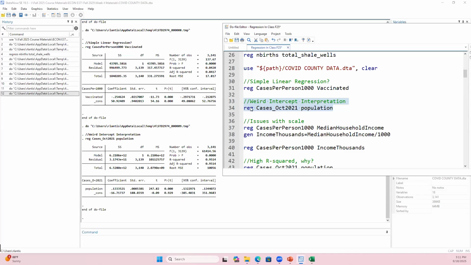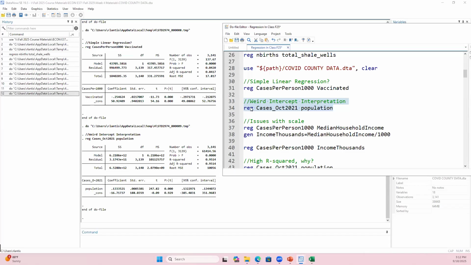I would need essentially what? This is the increase in the number of cases for every additional person. How would I get about one more case of COVID? Every one person adds 0.1. I would need about 10 people, right?